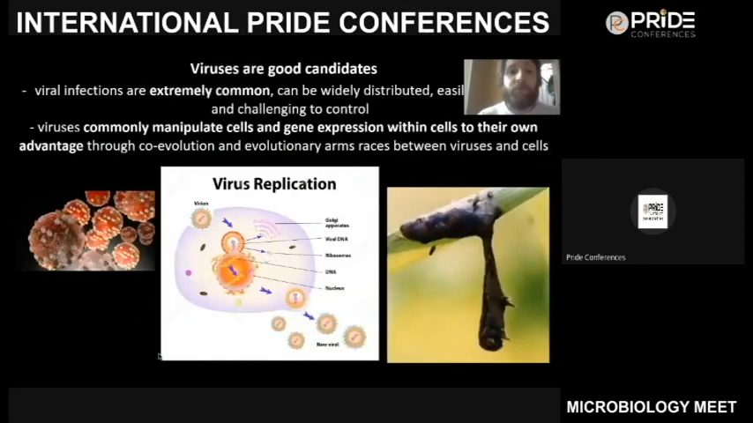So why viruses first? First, as you know, viral infections are very common. They can be widely distributed. They are also easily transmitted, and it is challenging to control them. But also, you know that viruses, for their own life cycle, need to go inside one host cell, and they need to take control of the cellular machinery to replicate. So at some point, there is something in the biology that is taking place, and that thing is that the virus takes the leadership inside the cell that is infected, and the virus tells what genes are going to be expressed, and for its own good.